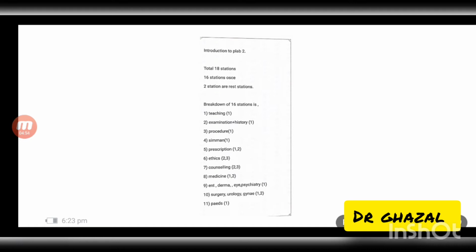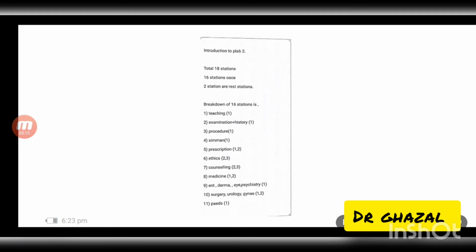More likely 2 stations will be there from medicine. And then collectively, sometimes ENT, sometimes from derma, sometimes from eye or psychiatry, there will be one station there. And from surgery, urology and gynae, collectively there are one or two stations there. And there is always one station that is mandatory from the peds.